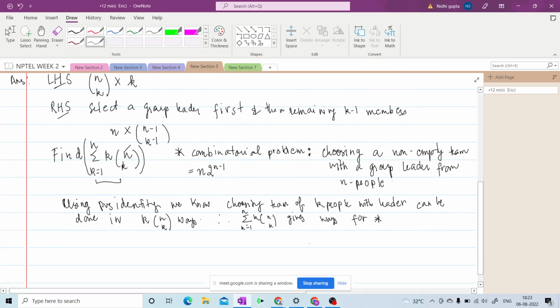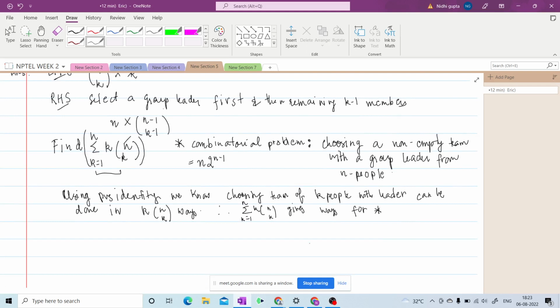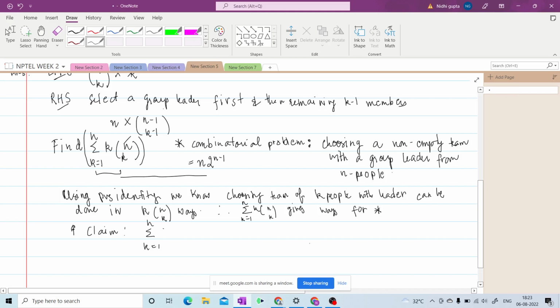And now we want to simplify this expression. So our claim is that sigma k going from 1 to n, k multiplied by n choose k, is n multiplied by 2 raised to the power n minus 1. So we have got a combinatorial problem. Now we have to see why it is equal to this.